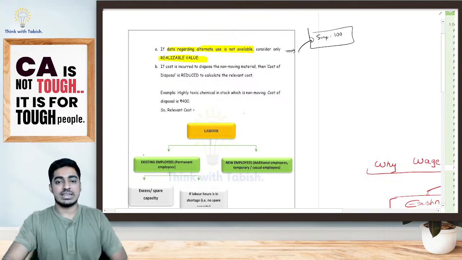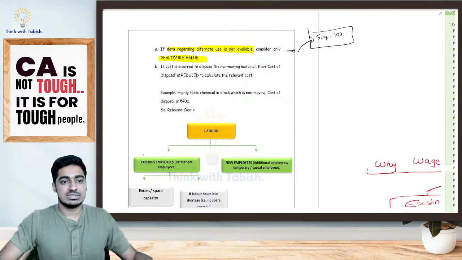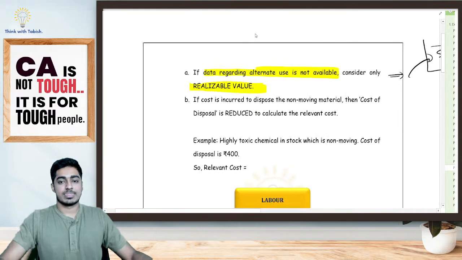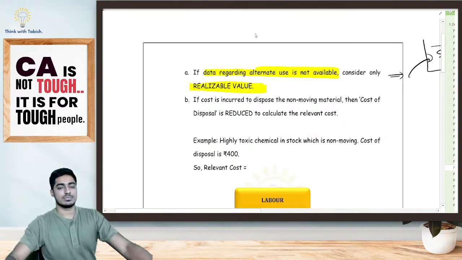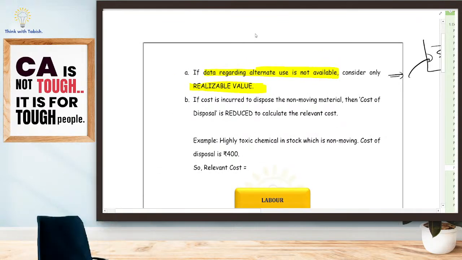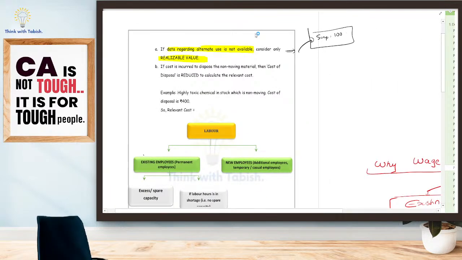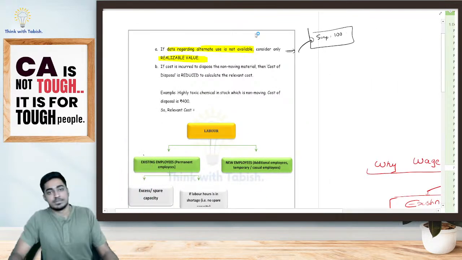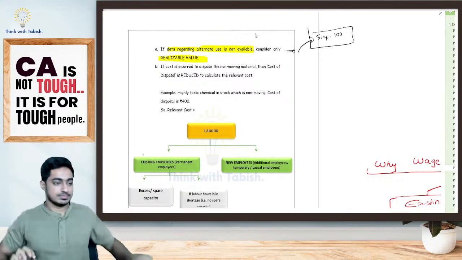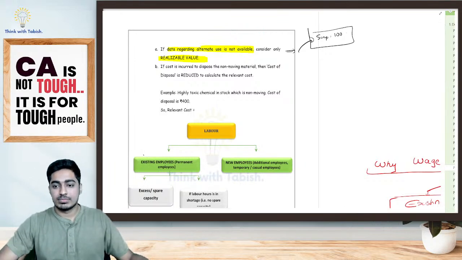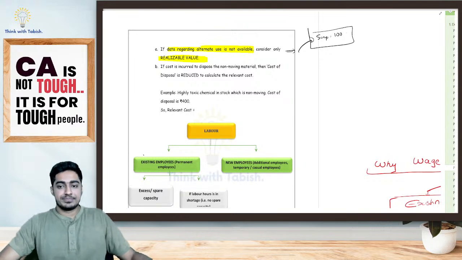Just give me a minute. I have to put my laptop on charge. Just 10 seconds, students. Is it clear?